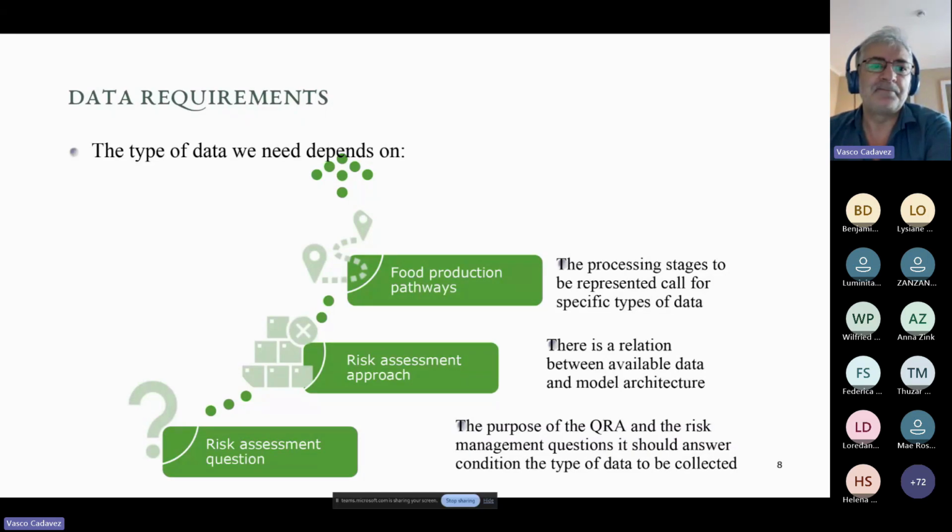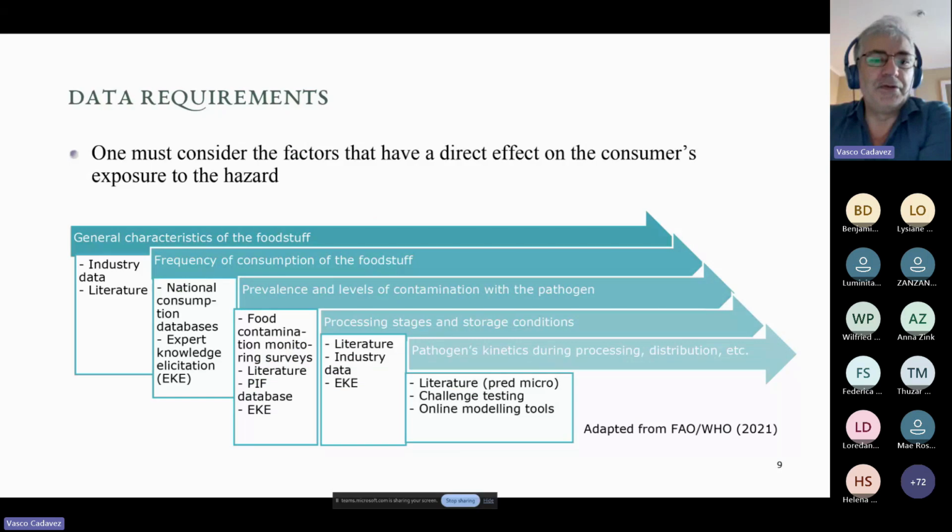so we need to find the correct food production pathways. Okay, so if you think in the factors that we need to control or we need to take into consideration that can affect consumers' exposure to the hazard, you can see this general picture where the general characteristics of the foodstuff are very important.